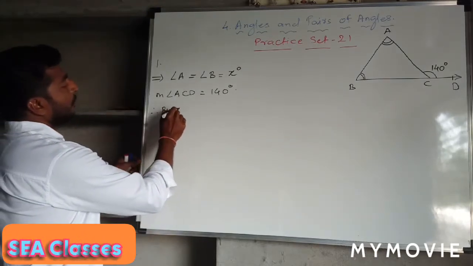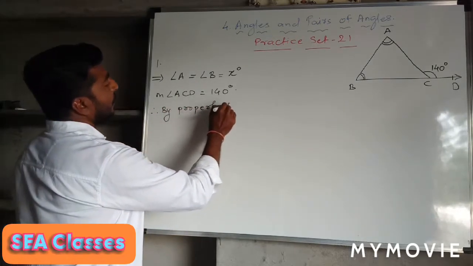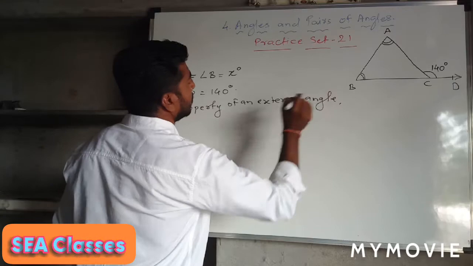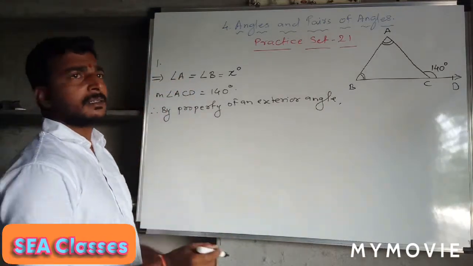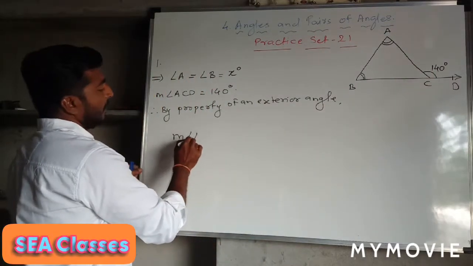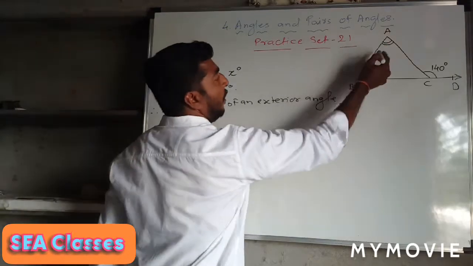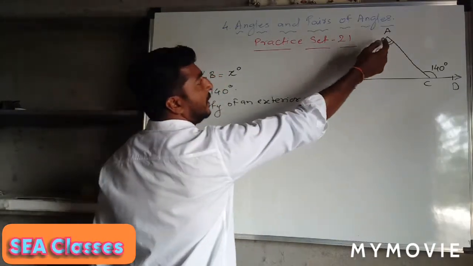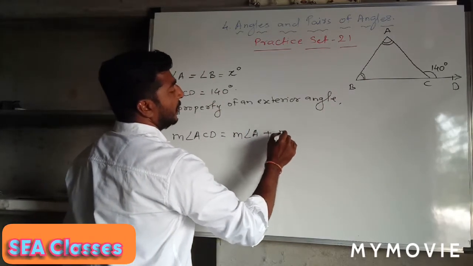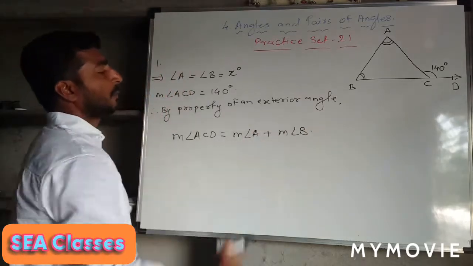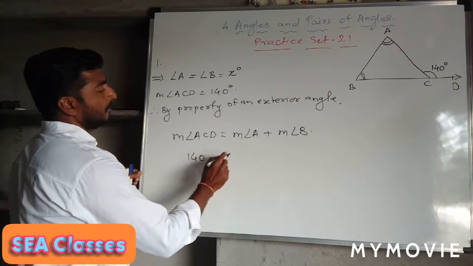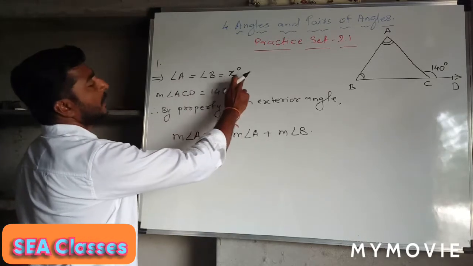Therefore, by property of an exterior angle, so what is the property of exterior angle? The measure of exterior angle ACD is equal to sum of its remote interior angles. So the remote interior angles are angle A and angle B. So the measure of angle A plus measure of angle B. So this is the property of exterior angle. Now you will see the exterior angle is given 140 degree. So measure of angle A and angle B, we have taken it as x degree.